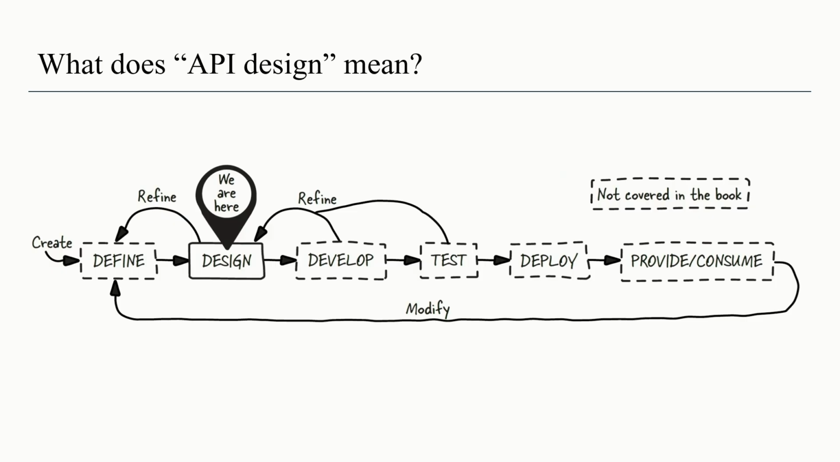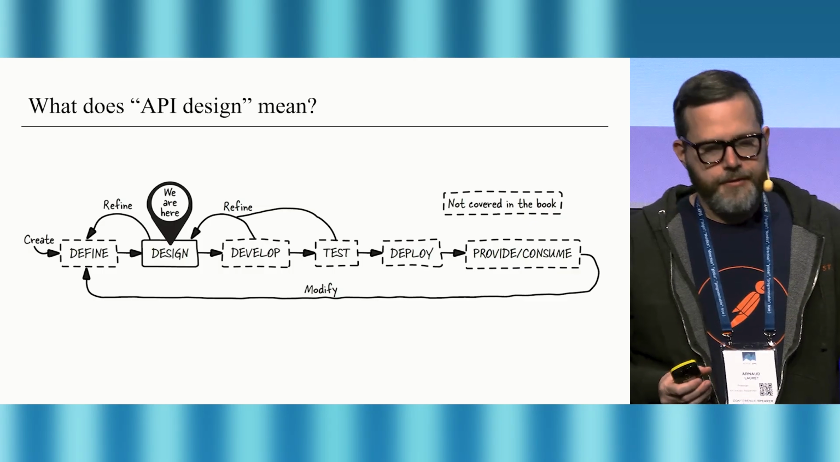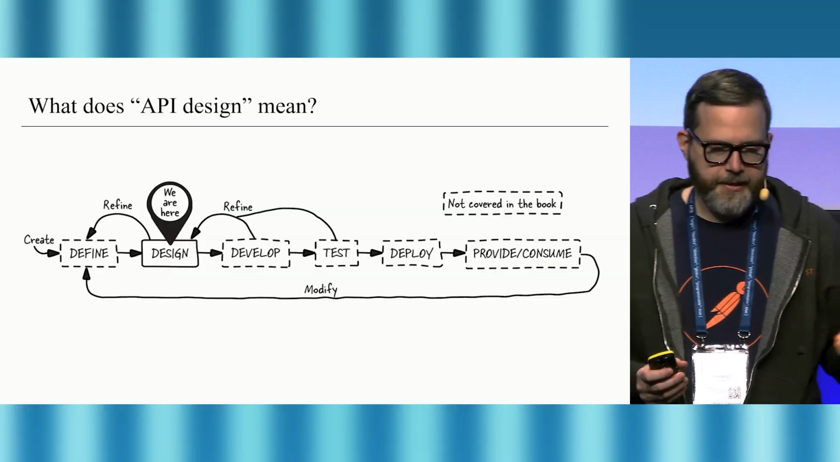So to clarify what is API design, I will use an API lifecycle here. It's a simplification of reality. It's not completely straightforward in reality. You can have back and forth loops, but still, it gives you an idea of the activities you have to go through when creating APIs.